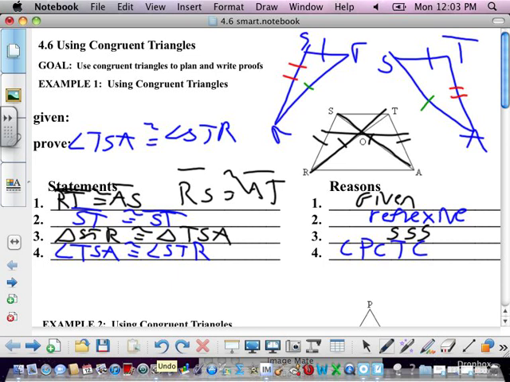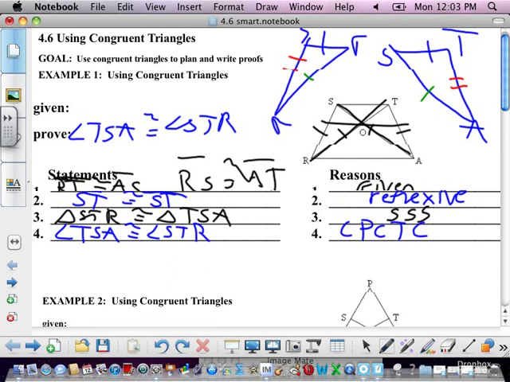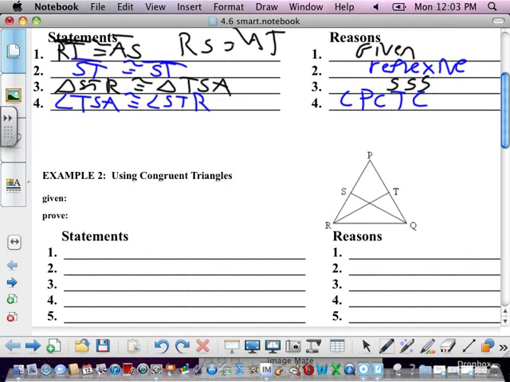Okay, so let's go down to the next one. All right, the next one is a little more complicated. We've got PR is congruent to PQ. Thank you, Emily. We know SR is congruent to TQ. So as I write them on my given, I'm going to mark it on the picture.